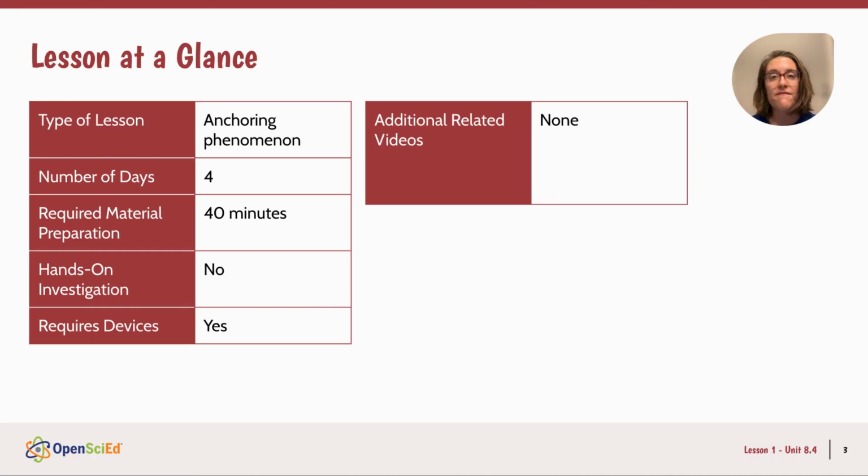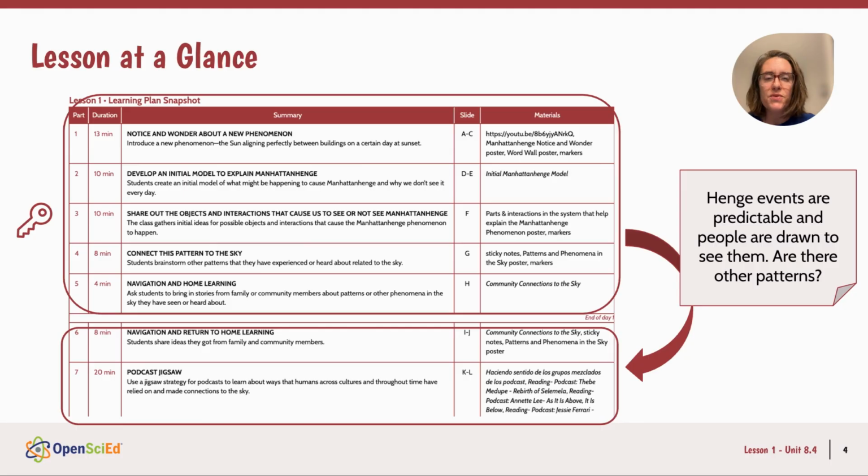Students will be looking at videos of henge events and listening to podcasts to help them start to wonder what's happening with the patterns we see in the sky. Devices will be required so that you can play the video and the podcasts. When we look at the flow of this lesson, in the first day, students figure out that henge events, like Manhattan Henge, are predictable and people are really drawn to them. And it makes us wonder, are there other patterns in the sky that are like this?